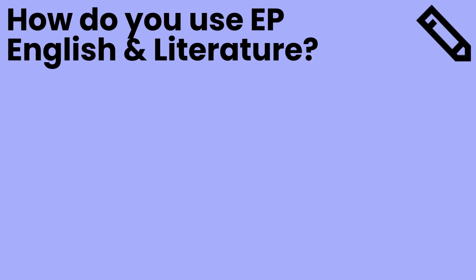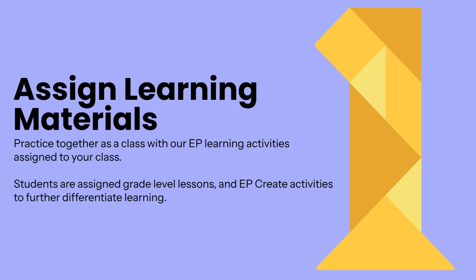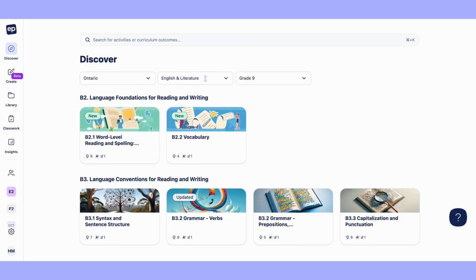So, how do you actually use Education Perfect for English and Literature, currently including activities for the B strand? Our library is full of rich curriculum-aligned lessons to have students practice editing and writing. Navigate to our Discover tab to browse activities where we have them available.